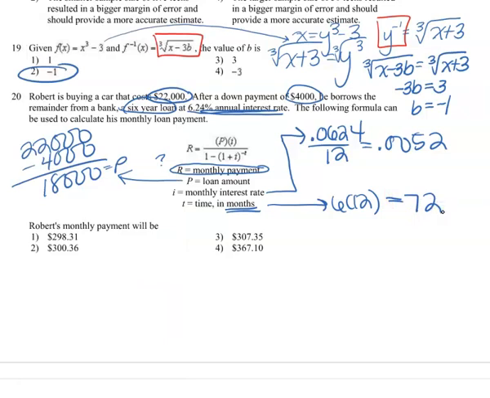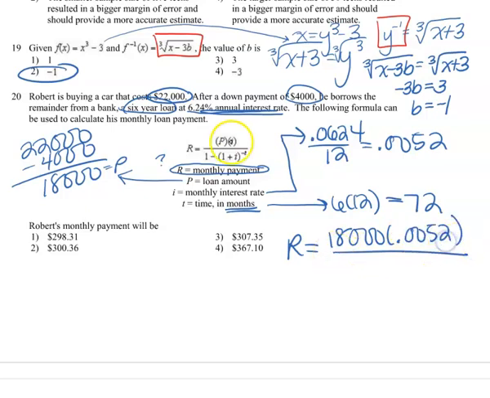All right, so ultimately, guys, that's just what you're plugging in. 18000, 0.0052, just plugging into my formula. 1 minus 1 plus 0.0052 to the negative 72. Now, I'm going to skip typing it in my calculator. I think you guys can do that from there. Just use alpha y equals to get that fraction, and ultimately it works out to option 2.